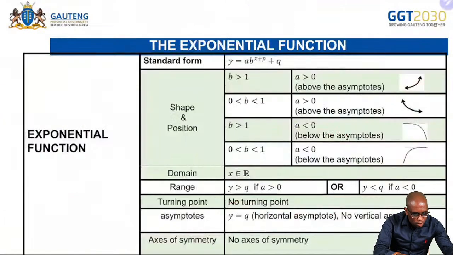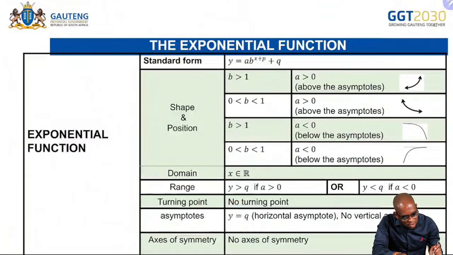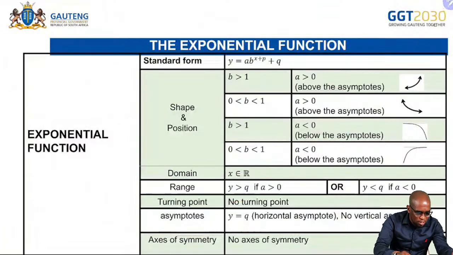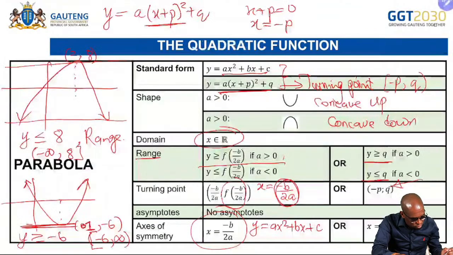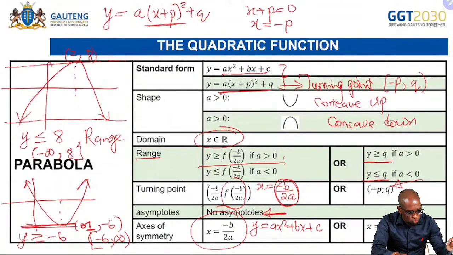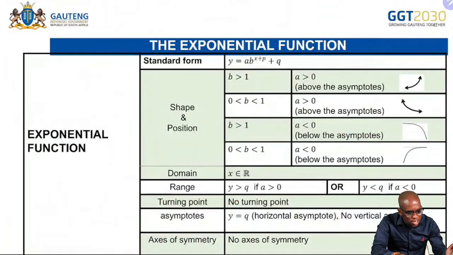We move on to an exponential function now. An exponential function, remember, it can also be an increasing or a decreasing function. Your exponential function, let me go back to the parabola. The parabola here, I forgot to mention that there is no asymptote. It has no asymptote. The parabola has no asymptote, good people. So moving on to the exponential graph. Remember now the parameters here are A, B, P, and Q. They are all very, very important.